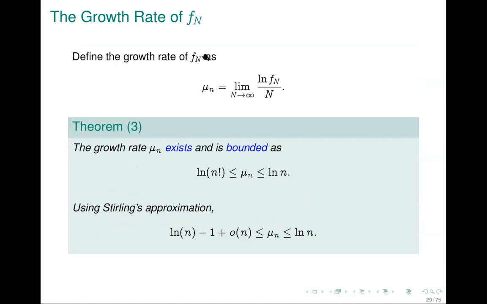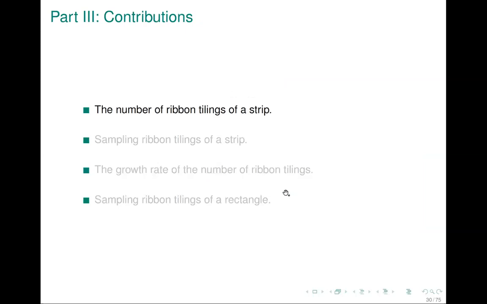Okay, and for the growth rate of Fn, recall Fn is the number of tilings of a strip. We define the growth rate in this way: take the logarithm, divide by n, and let n go to infinity. This growth rate depends on small n, the order of the ribbon tiles. For my theorem, first of all, we need to talk about whether this limit exists or not. I first show it exists, and then it can be bounded as follows. For the left-hand side, using Stirling's approximation, we get this approximation, where the error is a small o of n. Basically, this will be my main conclusion about the strip.